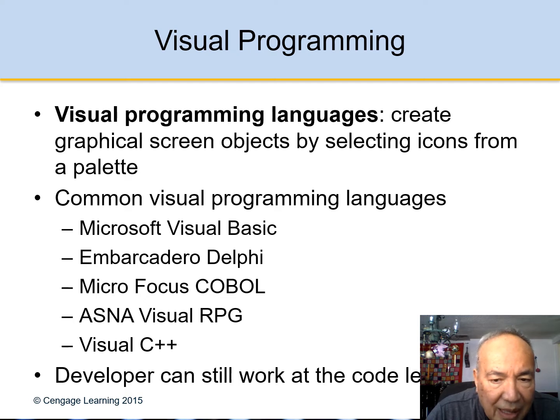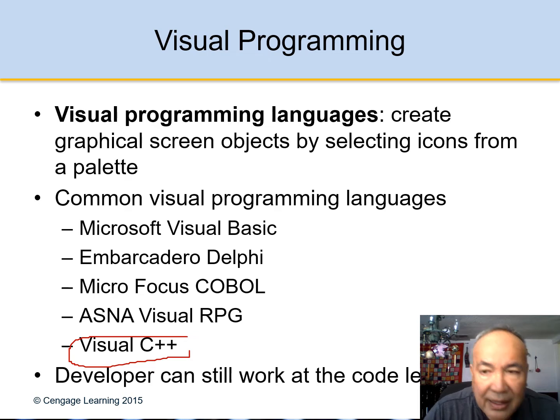Now, visual programming languages, create a screen object by selecting icons from a palette. Okay, these are some of the examples: Microsoft Visual Basic, Embarcadero Delphi, Microfocus COBOL, ASNA, and Visual C++. Me, I like Visual C++. It's a language that I can easily use to give instructions to the computer, and then I can save it easily, and the computer will know what to do.